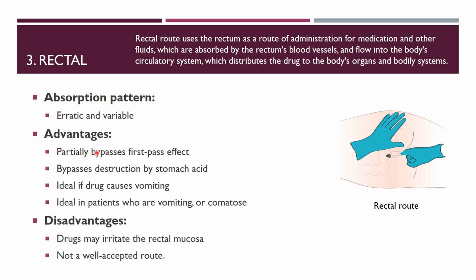Advantages of rectal route: partially bypasses first pass effect, bypasses destruction by stomach acid, ideal if drug causes vomiting, ideal in patients who are vomiting or comatose. Disadvantages: drugs may irritate the rectal mucosa, not a well accepted route.